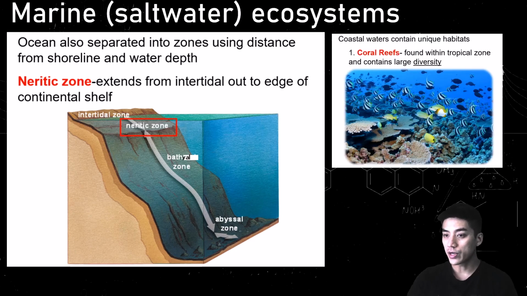So within the Neritic zones near coastal waters, you're going to see a lot of unique habitats, which you can find in coral reefs. Coral reefs are found in tropical zones, and there's a lot of diversity. There's a lot of different species of fish, things like tangs and clownfish, as well as corals and sea anemones, sharks, and eels. So these are found in the Neritic zone once again.